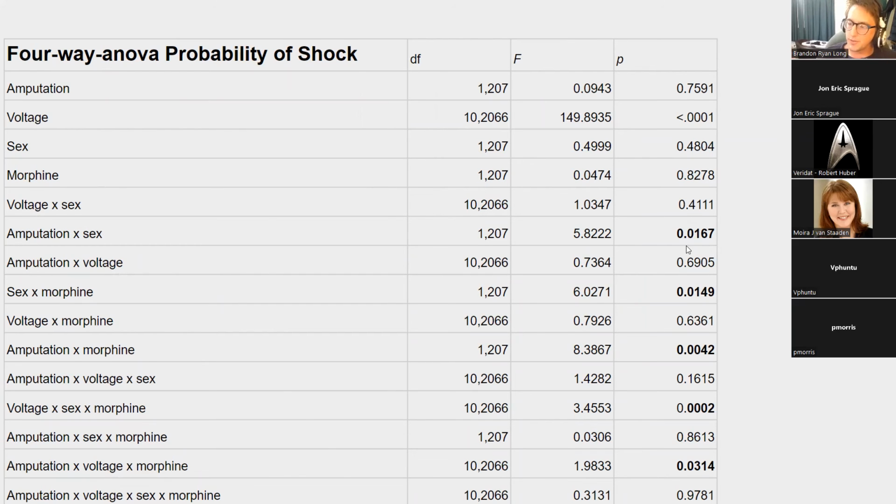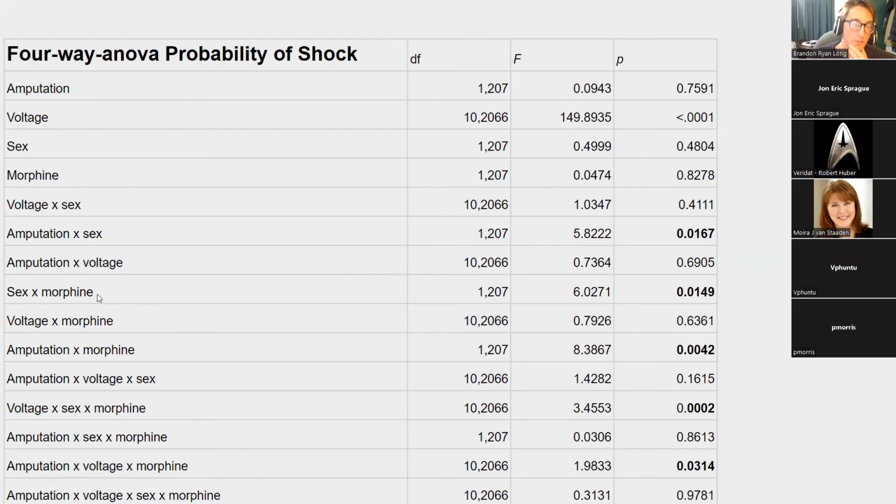Amputated males do demonstrate allodynia, but they don't demonstrate hyperalgesia. And it's actually the reverse for females. Females will demonstrate hyperalgesia, but not allodynia. So the females are the ones having an effect here. The amputated females are the ones driving the significance levels, because for every voltage from 15 to 50, those are all significant, whereas the males just have the one voltage level that's significant.